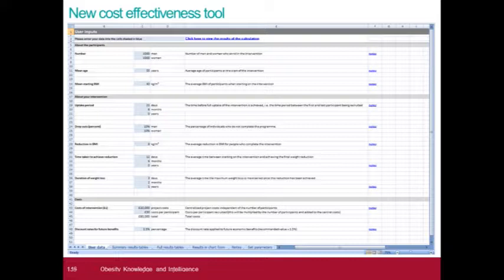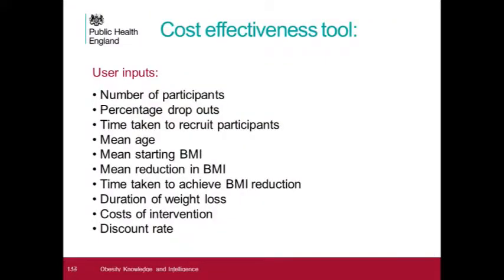I don't know if you can see little blue boxes which you type into, and there's one data input screen, which is essentially 10 inputs, which are basically the number of participants who've been through your intervention, percentage of dropouts if you want to factor that in, the time taken to recruit the participants, and this is just to enable us to accurately spread any savings over time. So if your intervention's going to run over 3 years, it's unlikely everyone's going to start right on the first day.